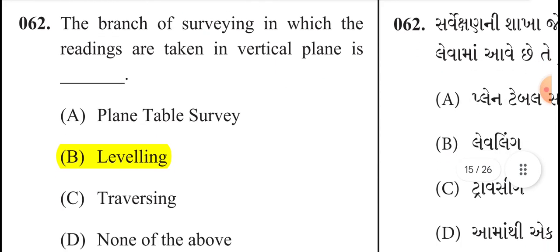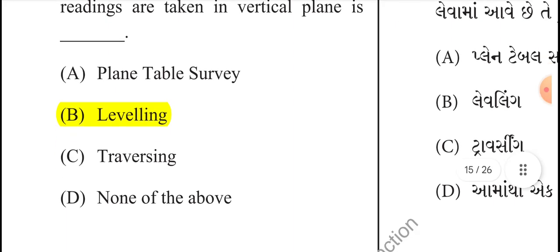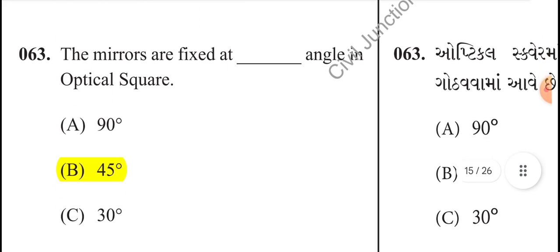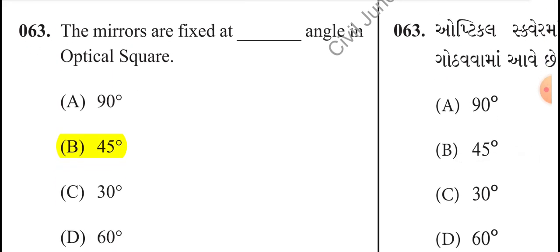The branch of surveying in which the readings are taken in a vertical plane: plane table survey, leveling, traversing, none of them. So the branch of surveying in which the readings are taken in a vertical plane is leveling. The mirrors are fixed at a 45 degree angle in optical square.